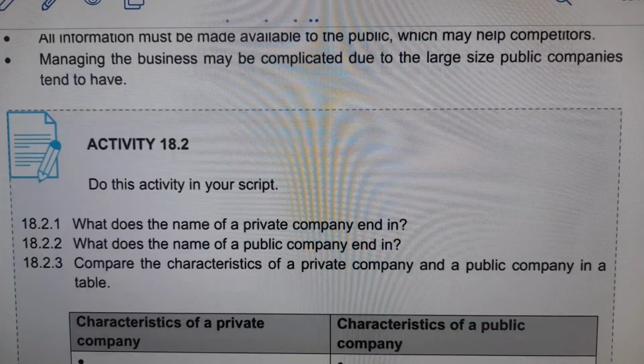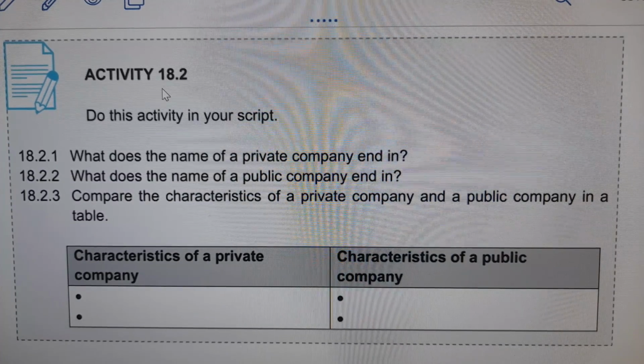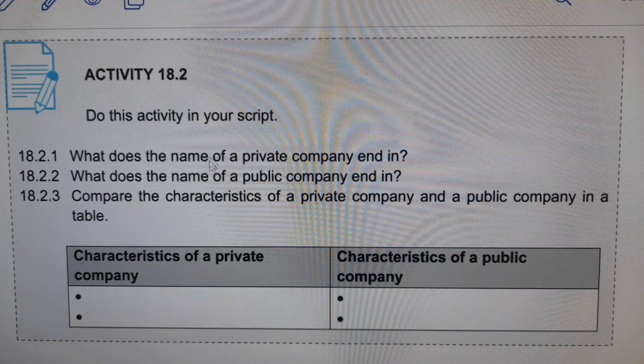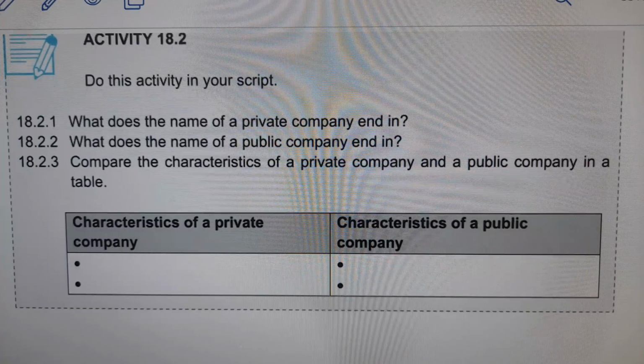Okay, and after that you do this activity 18.2, where you need to answer these questions. You copy the table to your book and you answer the questions.